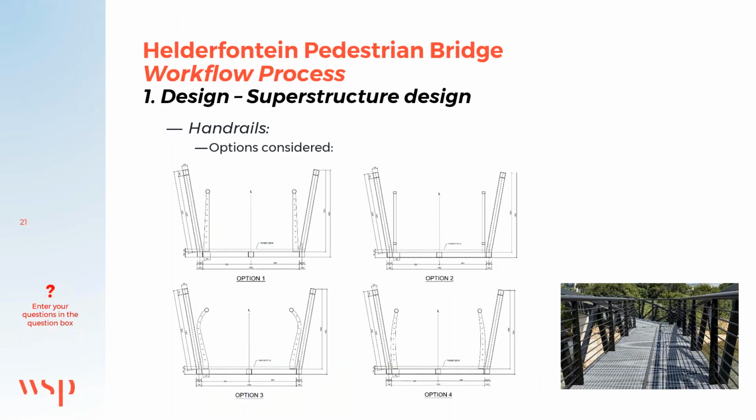We also considered various options for handrails. On your screen now, you can see 4 options that were considered. Due to simplicity, ease of fabrication, and constructability, we opted for option 1. This provides for a slight taper on the outside of the stanchions. Here you can see the finished product on the right-hand side.